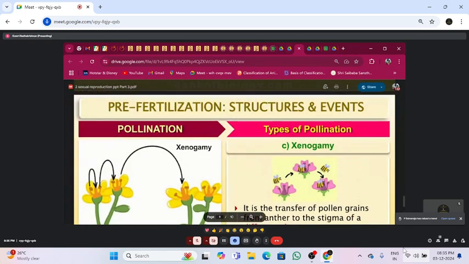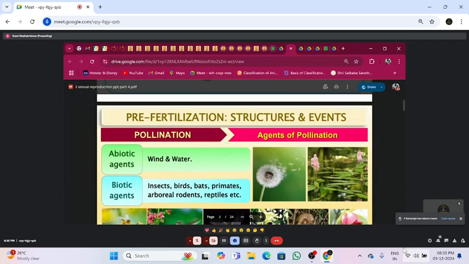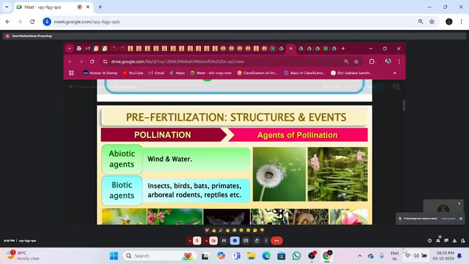So how does this happen? This pollination is dependent on external pollinators. The agents who facilitate pollination may be abiotic or biotic. Abiotic means wind and water.